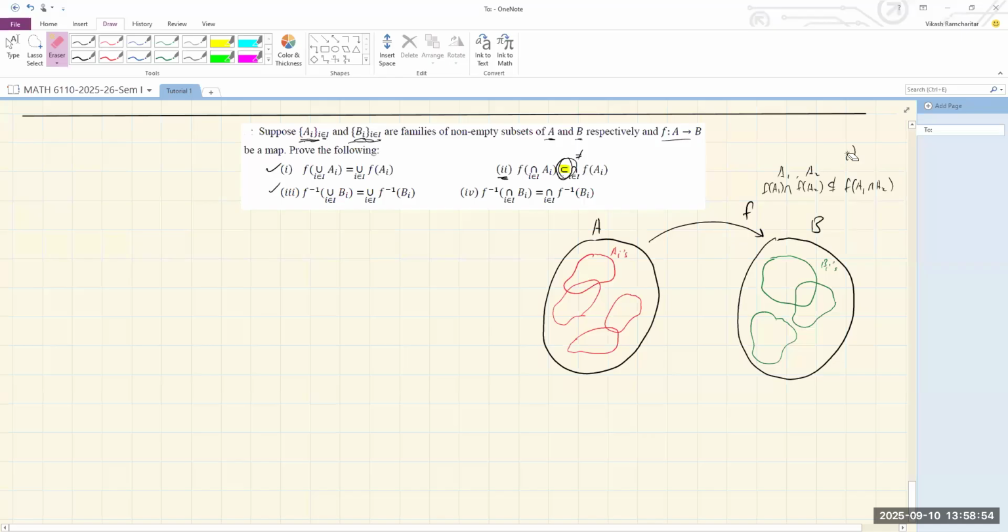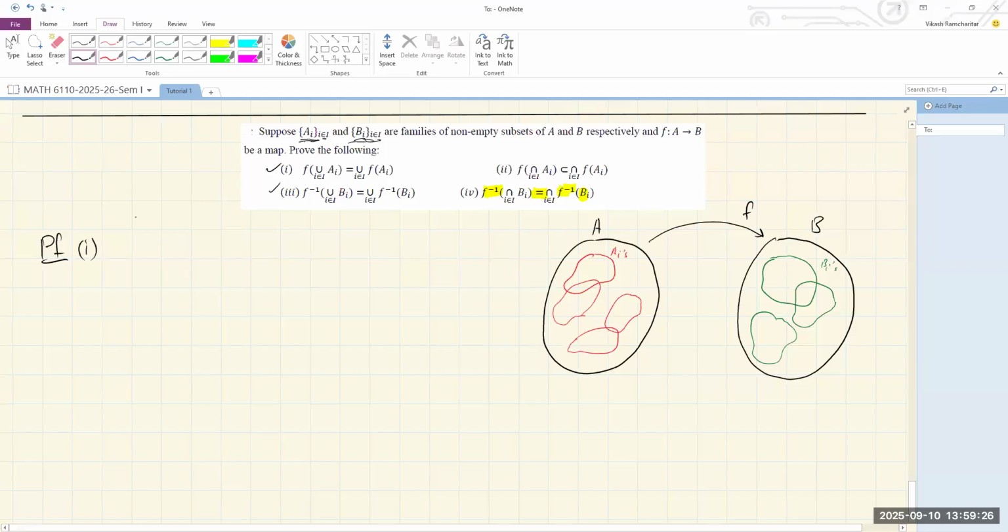But for the pre-images, f inverse, they are better behaved and you do get equality if you look at the pre-image. Now again, f to the minus one is not f inverse, it's the pre-image. It's the things from A that map onto these sets. Okay, so let's look at the proof of the first one.